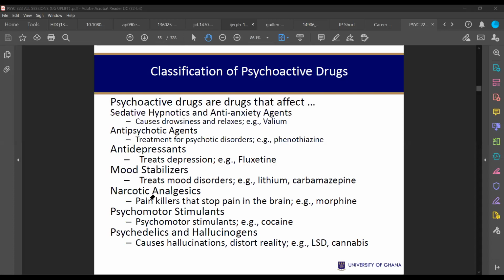Okay, then the next one is psychomotor stimulants. Most of these stimulant drugs, okay, they go in there to increase dopamine levels.